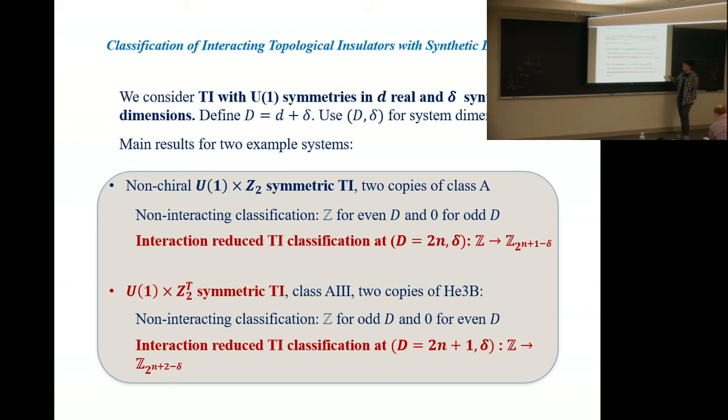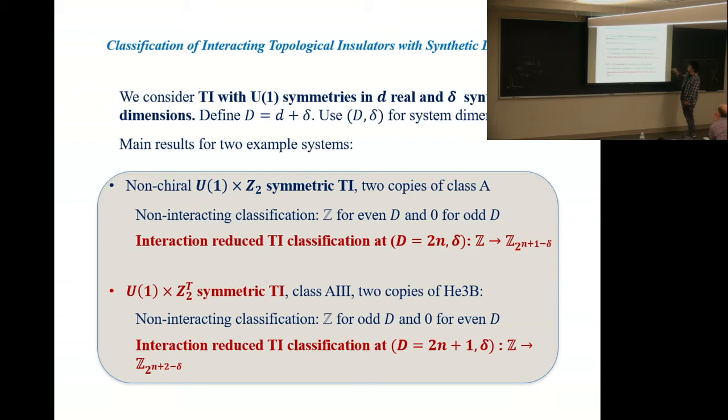And we know that suppose all the dimensions are physical dimensions, suppose we are in a 3-dimensional physical dimension, then the classification of this guy is reduced from Z to Z8. But actually, suppose some of the dimensions are synthetic, so the capital D is the total dimension, including both the physical dimension and also the synthetic dimension, delta. D is the physical dimension, delta is the synthetic dimension.